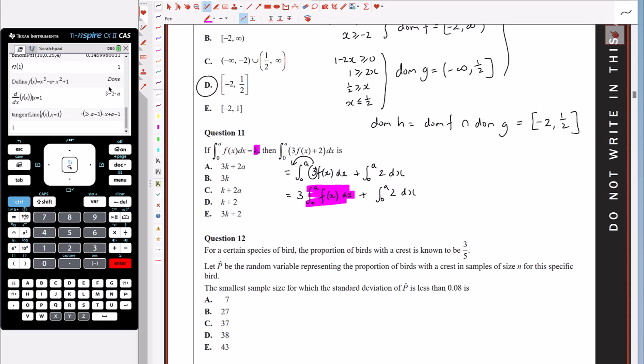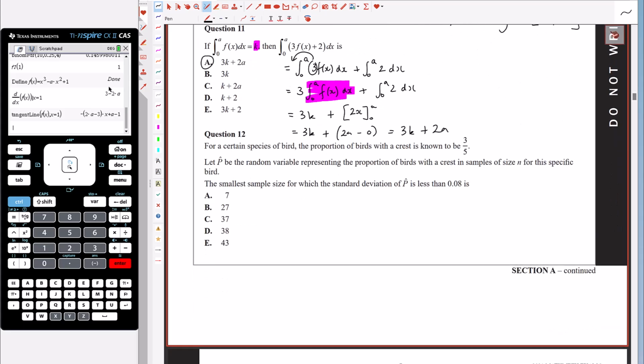And so we're just going to have 3k plus, we're going to need to integrate 2. So we get 2x, we're doing that from 0 to a, so we have 3k plus 2a minus 2 times 0, and so we just have 3k plus 2a, so option A.